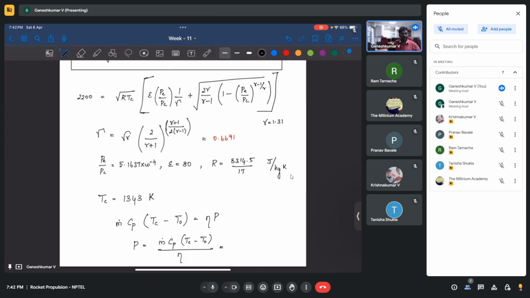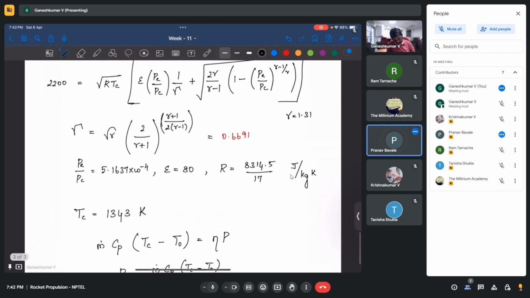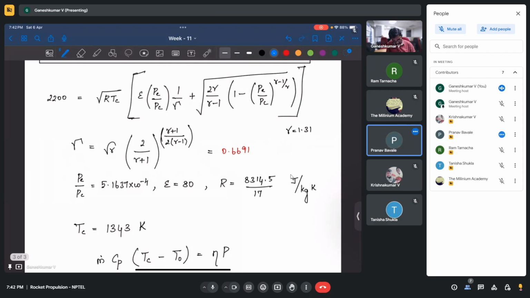Is it coming around 1340 Kelvins? I'm getting around 1122 something. So how much is this part coming out to be? Something around 2.6 it was coming out for me, because the other part is actually minimal, very less, around 0.06. Anyone else able to calculate this?